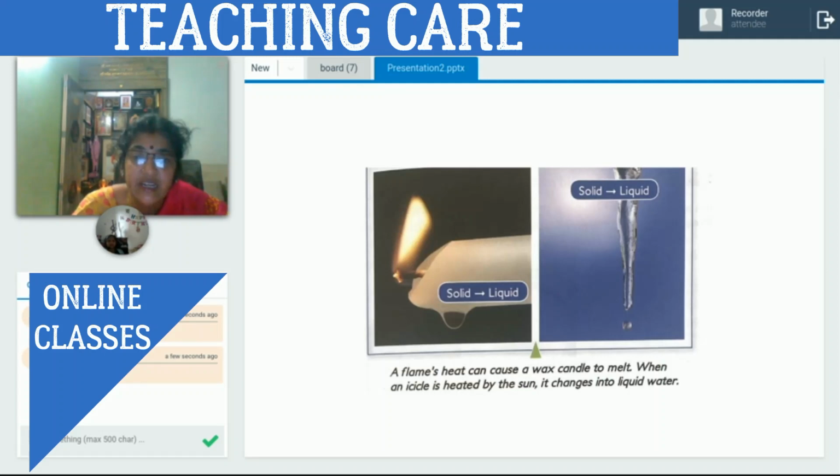Candle. So you are heating the candle. So it changes into what? It's melting, and you can see the liquid here, right? So how do you get the liquid? Because of the melting of the wax, right? For the wax to melt, you are heating it. Am I right? Okay.